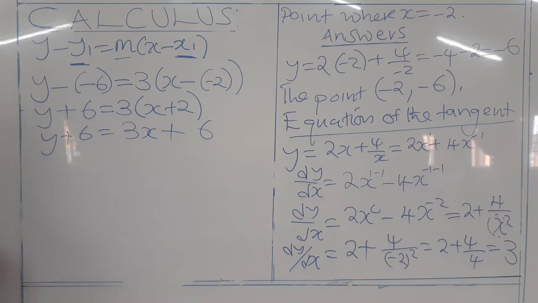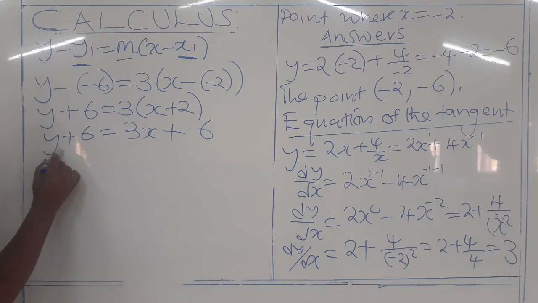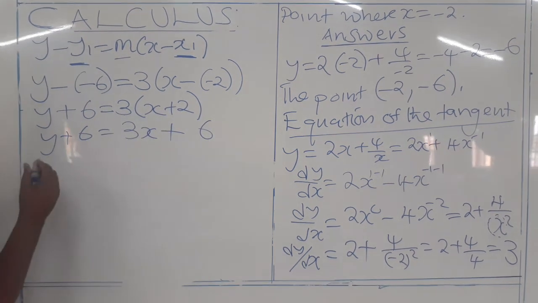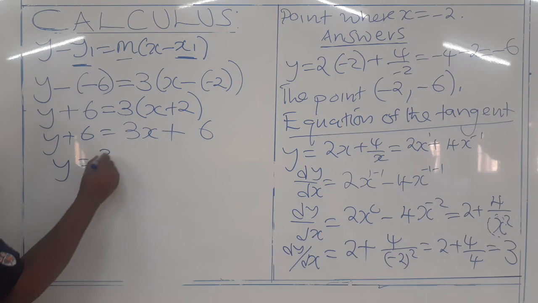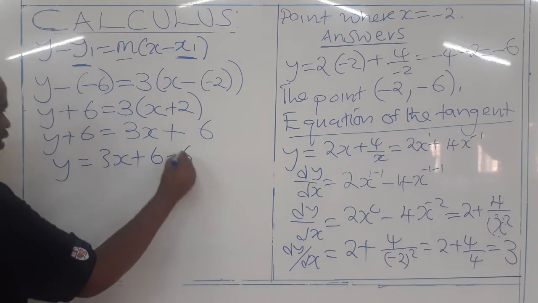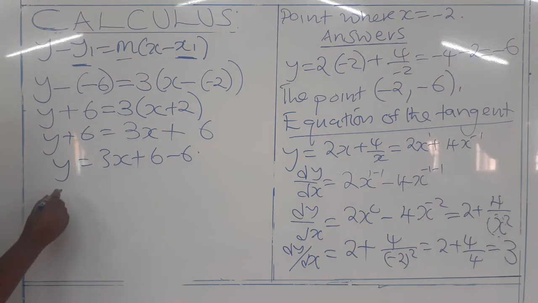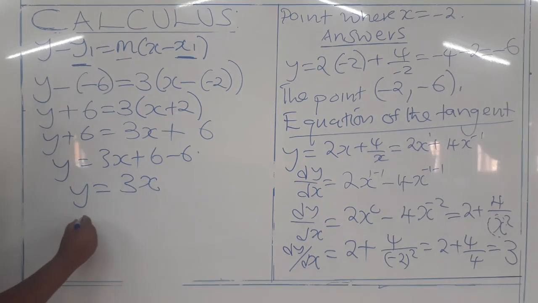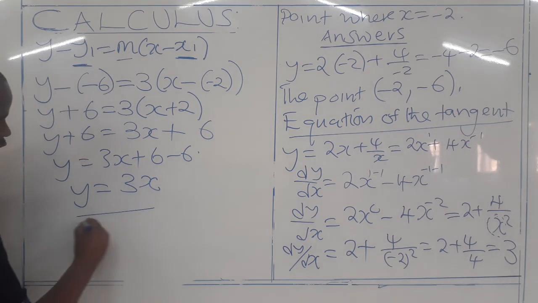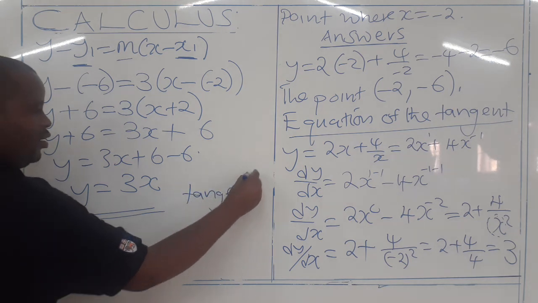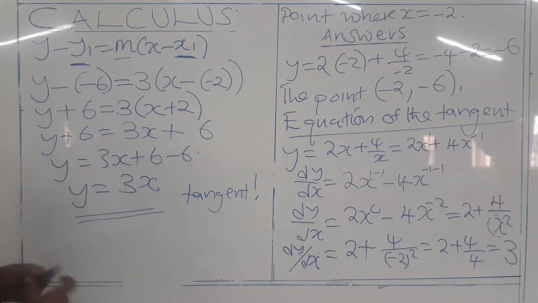So now, how do we solve for y? By adding a negative 6 here and a negative 6, so it just takes 6 to the other side. So we have y is equal to 3x plus 6 minus 6. Alright? So y is equal to 3x. This is the equation of the tangent. Then you're done. So that's the equation of a tangent.